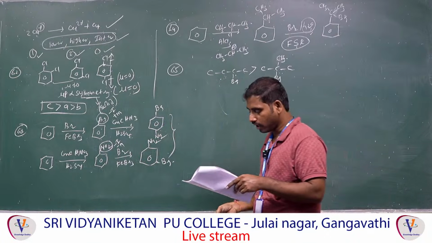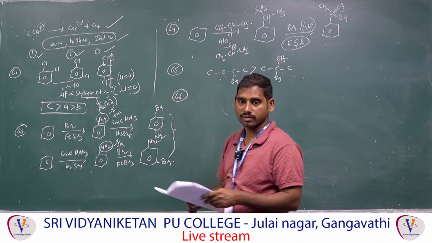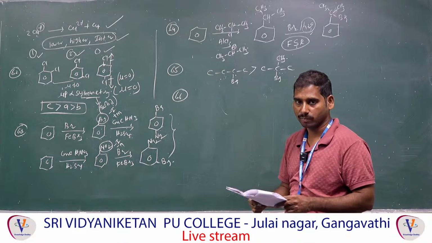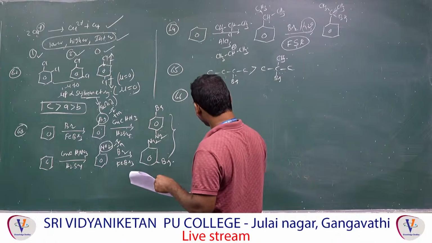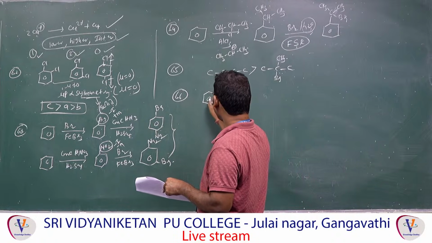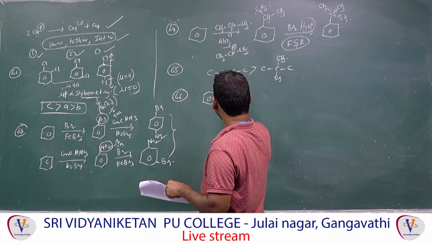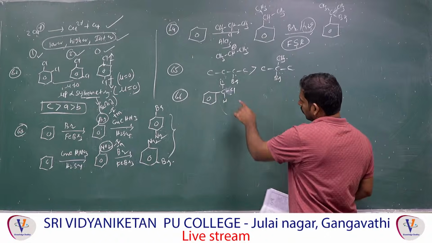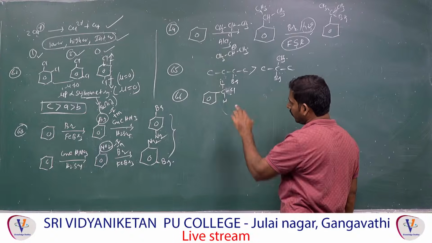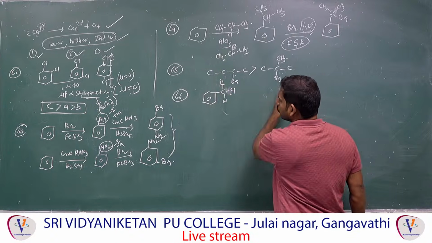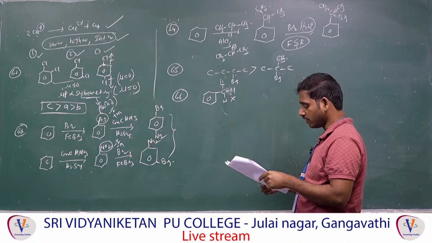Next one. Which of the following compounds will undergo racemization? Any compound that undergoes racemization gives a racemic mixture, which means it requires a chiral carbon. For example, observe benzyl chloride, CH2Cl. This carbon is not surrounded by 4 different groups; the 2 hydrogens are the same. That means this is not a chiral carbon.